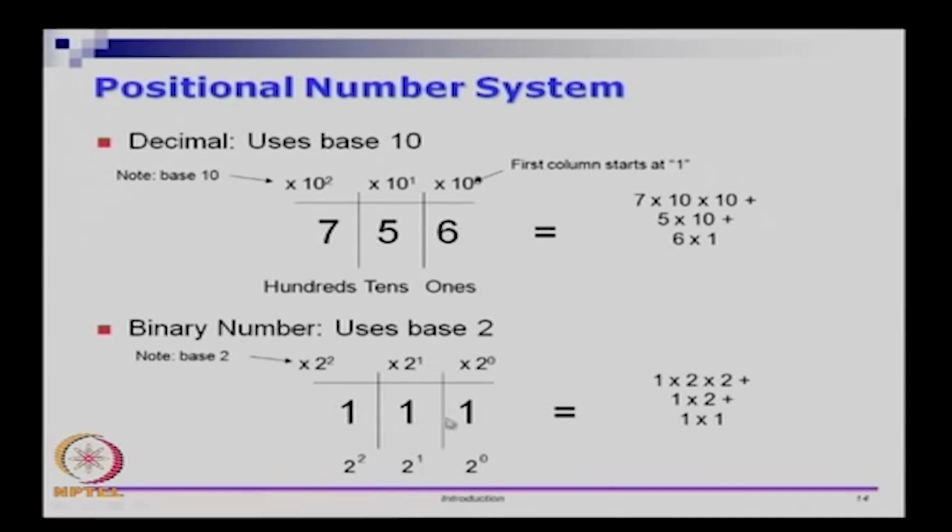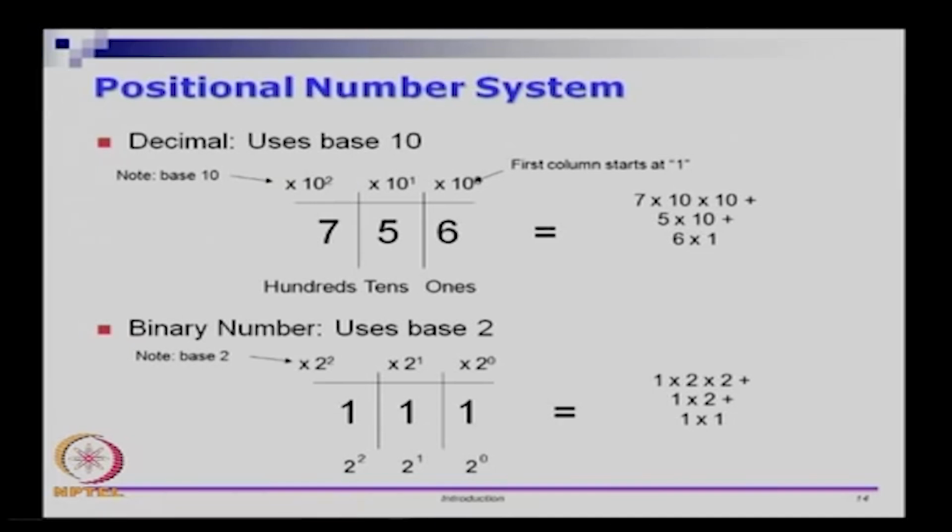If I give you a number 111, first of all, a binary number can have only 0 or 1, it cannot have anything else. In this example, I have a binary number which has 3 ones, 111, and I want to be able to say what this binary number is equivalent to in decimal.